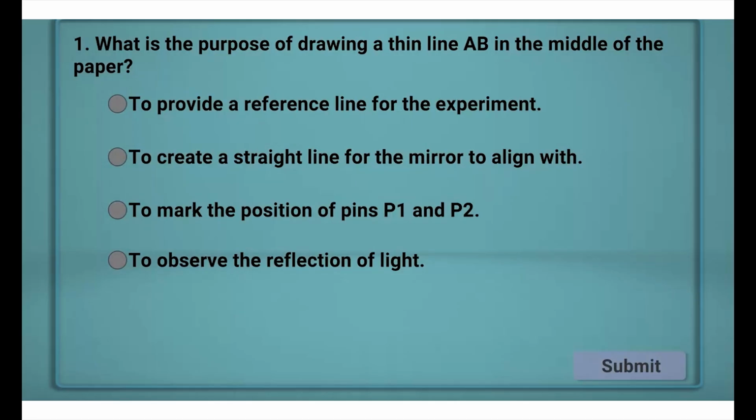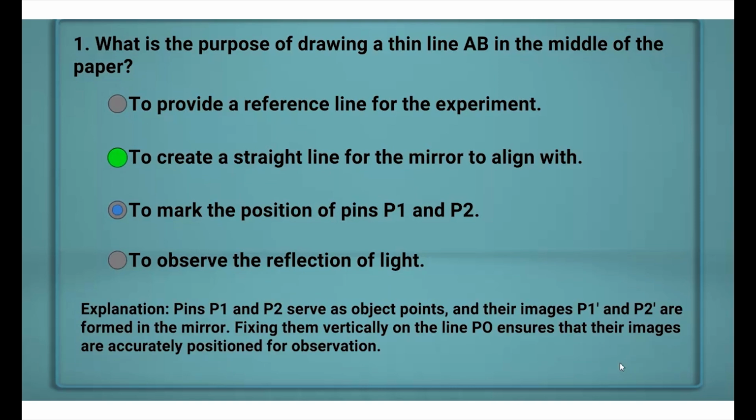What is the purpose of drawing a thin line AB in the middle of the paper? Incorrect answer. Explanation: pins P1 and P2 serve as object points, and their images P1' and P2' are formed in the mirror. Fixing them vertically on the line PO ensures that their images are accurately positioned for observation.